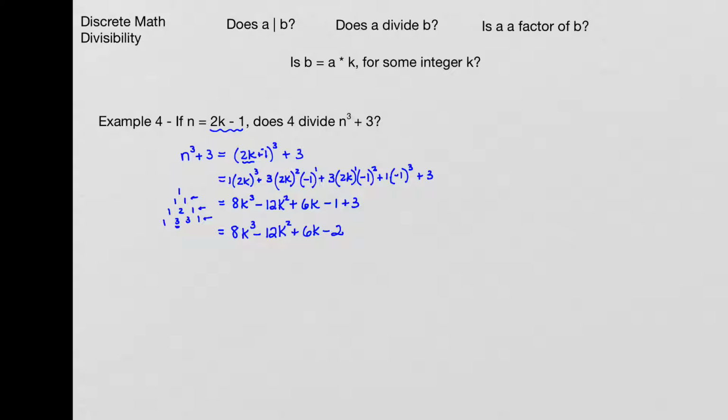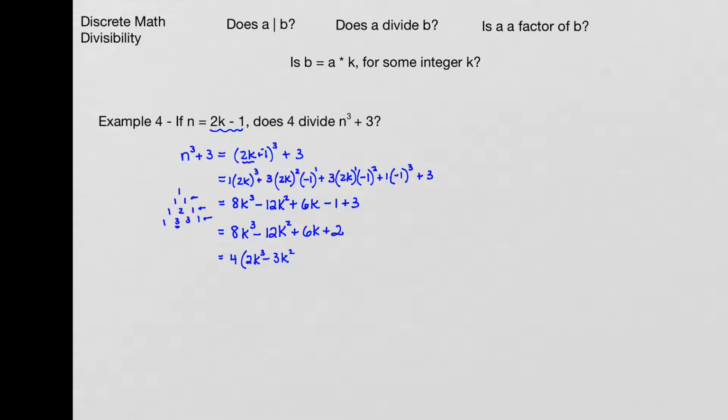Okay, so now I've got my expression simplified. So this is n cubed plus 3. And my question is, does 4 divide this quantity? So, oh, that should be a plus 2, shouldn't it? There we go. So either way, what I'm looking for is, can I factor out a 4 here? So can I make this equal 4 times some expression where all of the terms are integers? So I have 4 times 2k cubed minus 3k squared.